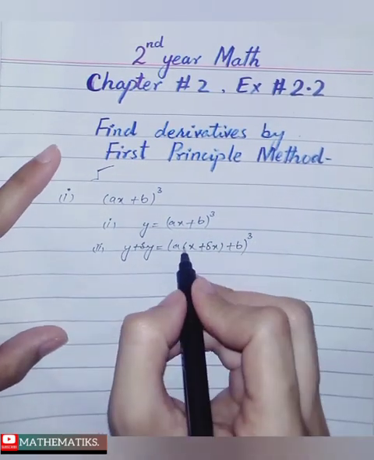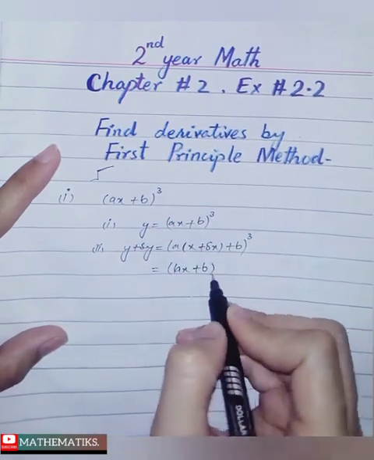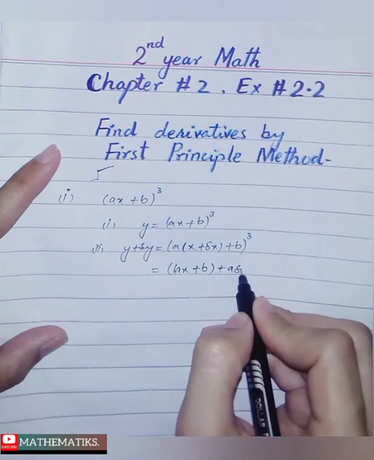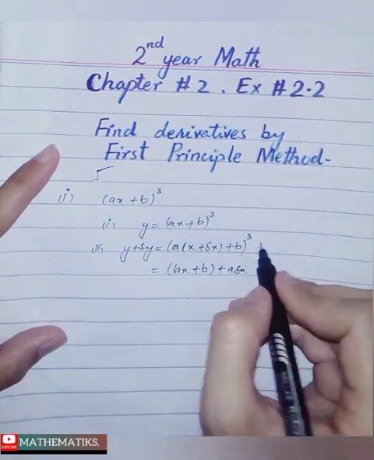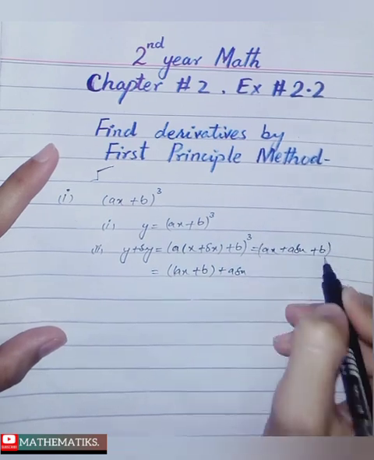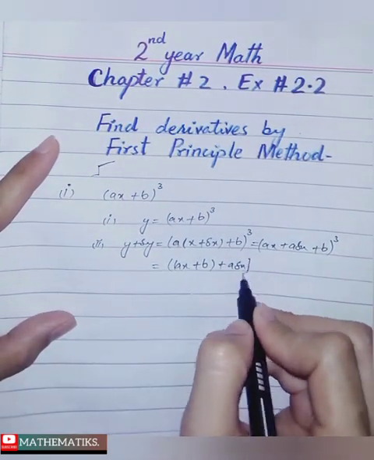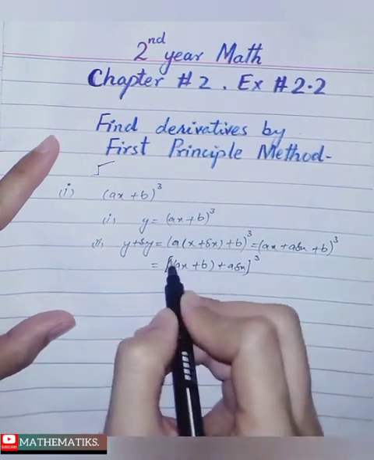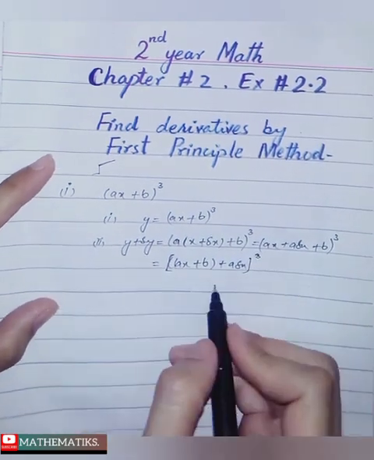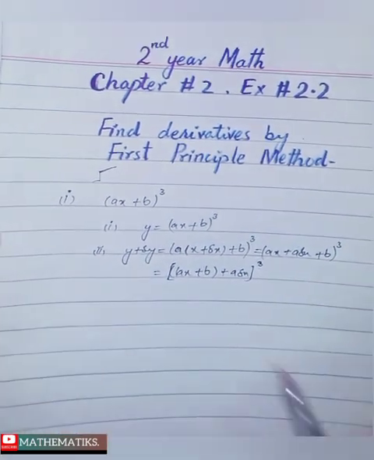3. So we can simplify it as ax plus b, we can write it like this also, plus a delta x. By multiplying a inside, we get ax plus a delta x plus b whole power 3. So we can write this expression as (ax + b + a delta x) whole power 3. Now we are going to apply the binomial theorem on this.